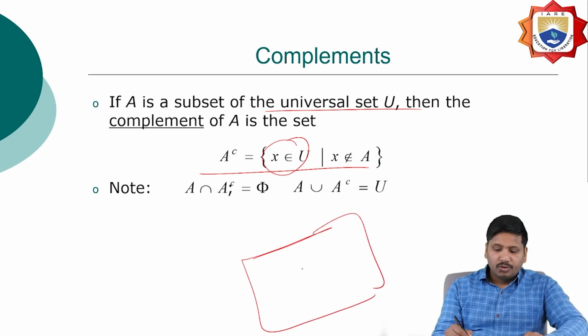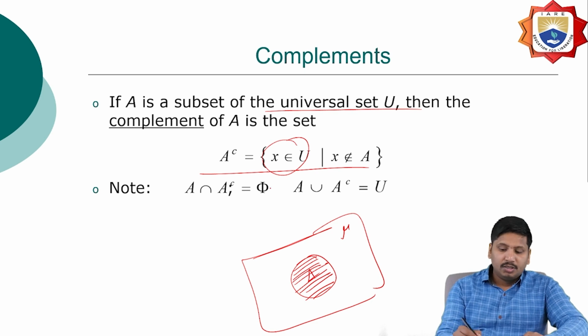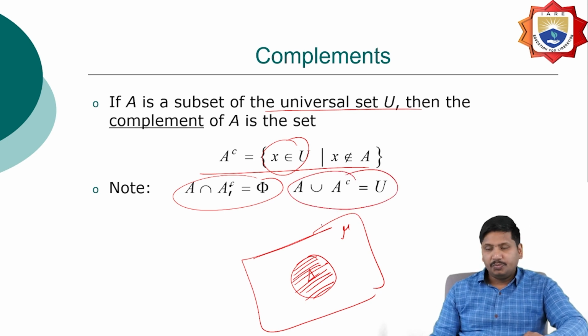So if I draw a diagram like this, with the universal set and the elements of the set, A complement means the elements which are present in the universal set but not present in A. So some other laws we have: A intersection A complement is equal to the empty set, and A union A complement is equal to the universal set.